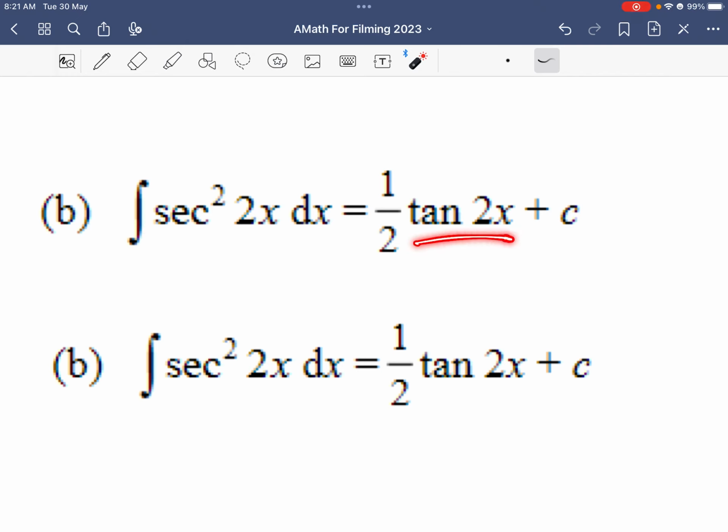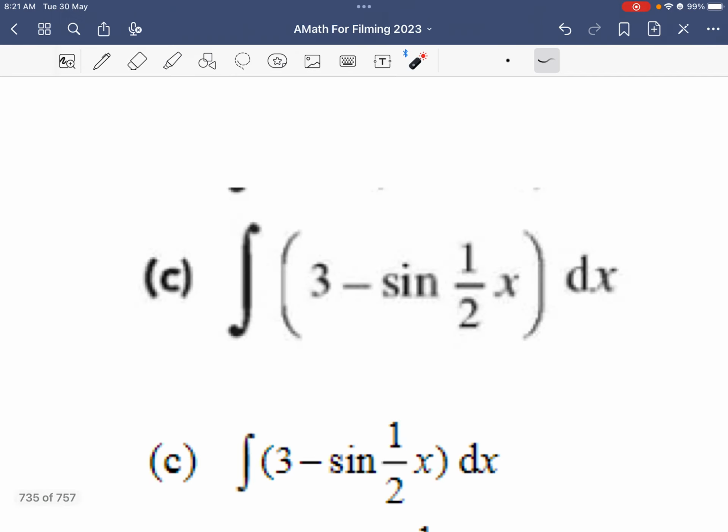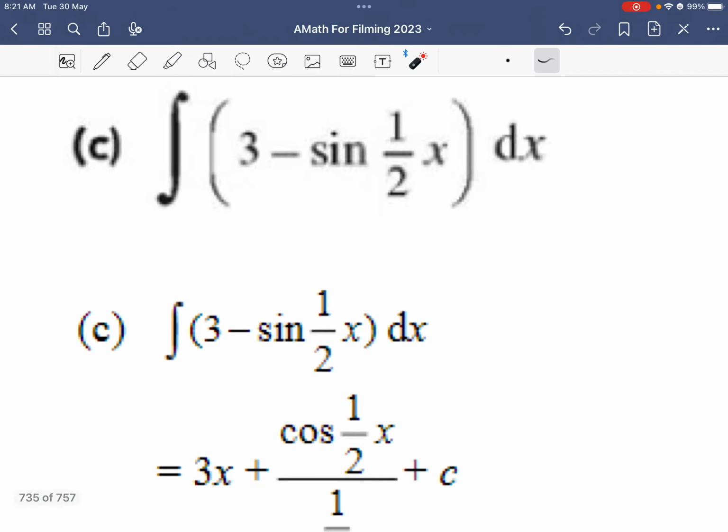For B, secant square integrated gives you tangent 2x. Then you differentiate 2x and you divide by what you have differentiated, which is 2. So it's half tangent 2x plus c.